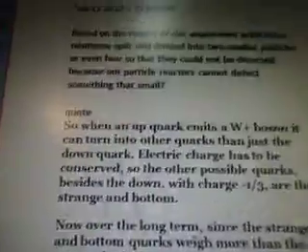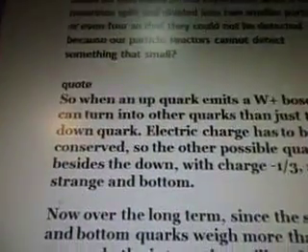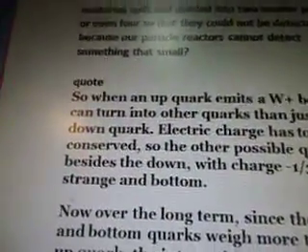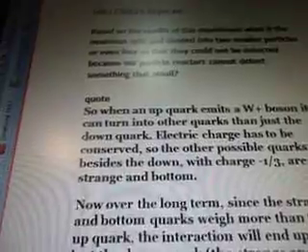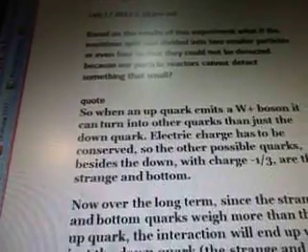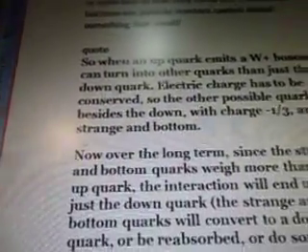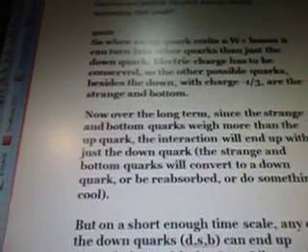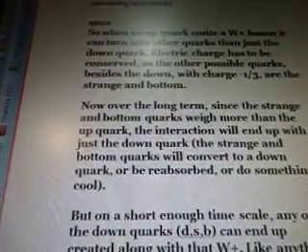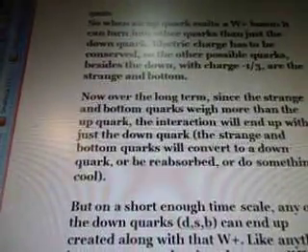Quote, when an up quark emits a W plus boson, it can turn into other quarks than just the down quark. Electric charge has to be conserved so that other possible quarks beside the down with charges minus 1/3 are the strange and bottom. Now over the long term, since the strange and bottom quarks weigh more than the up quark, the interaction will end up with just the down quark. The strange and bottom quarks will convert to a down quark or be reabsorbed or do something cool.